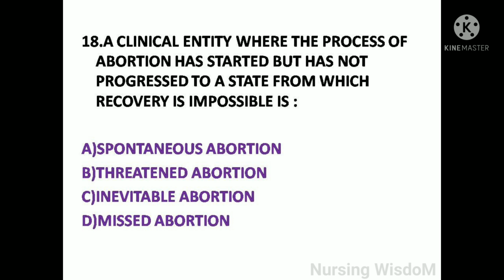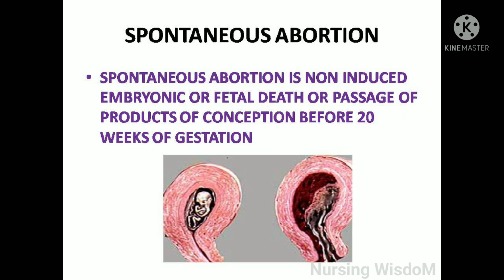Next question, the clinical entity where the process of abortion has started but has not progressed to a state from which recovery is impossible is option A, spontaneous abortion; option B, threatened abortion; option C, inevitable abortion; option D, missed abortion. Spontaneous abortion is non-induced embryonic or fetal death or passage of products of conception before 20 weeks of gestation.